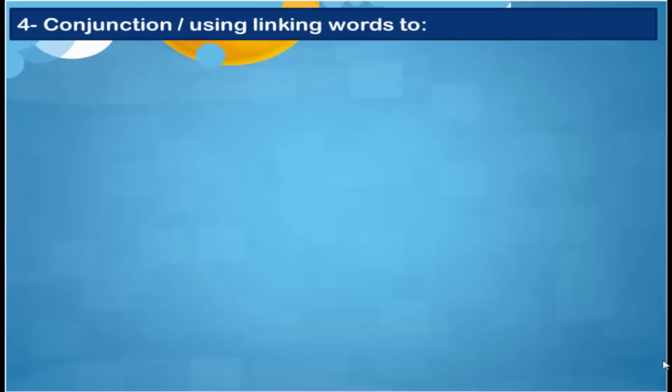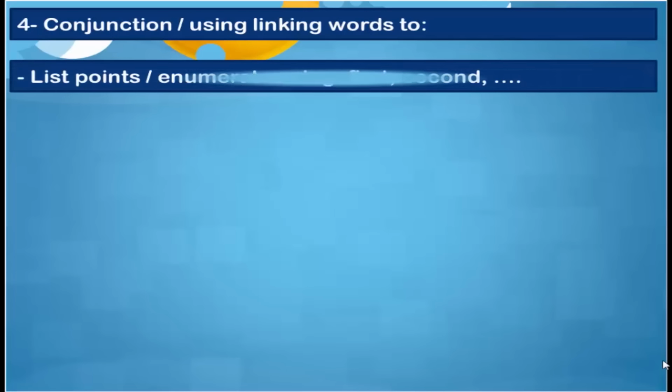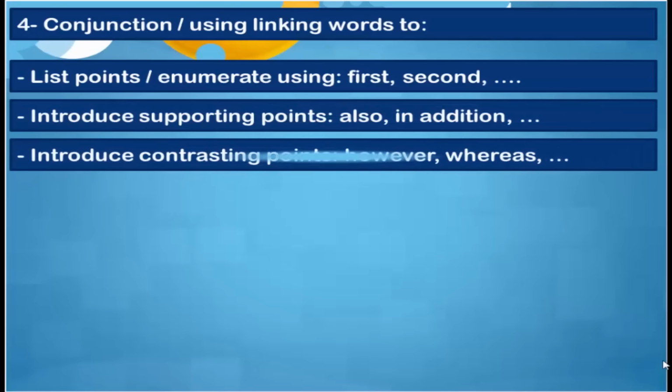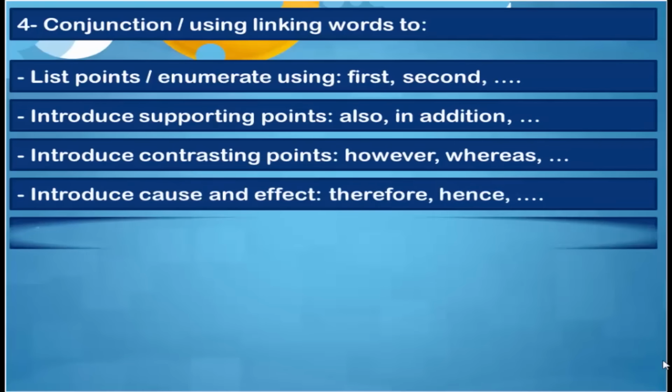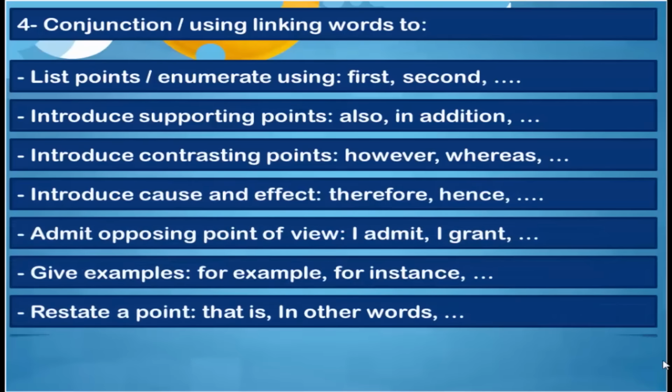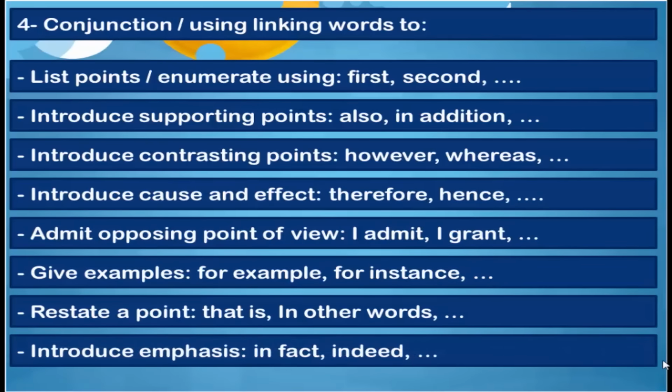Let's go to number 4, conjunction, or using linking words. And here you are, 8 categories of linking words. You can read and study them at your own pace. How to list points, introduce supporting points, introduce contrasting points, cause and effect, opposing point of view, give examples, restate a point, introduce emphasis.